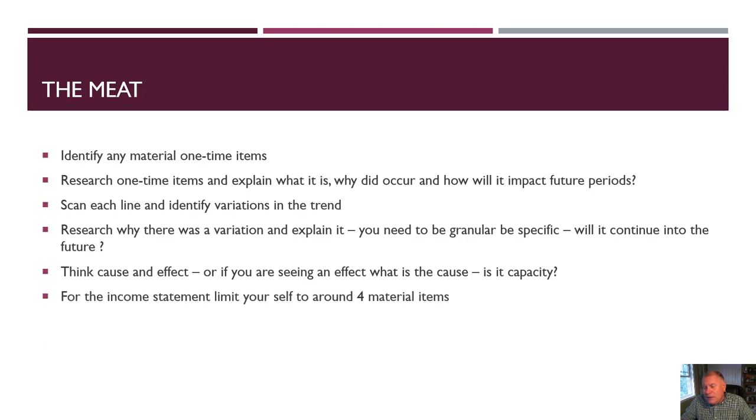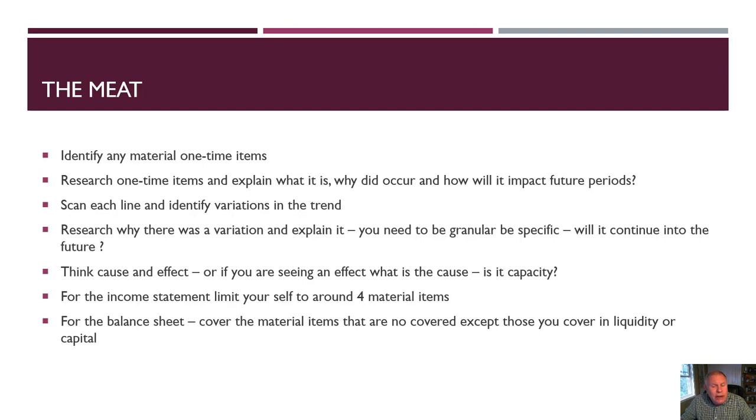For the income statement, you want to limit yourself, really, to around 4 material items. Not much more. For the balance sheet, cover the material items that are not covered, except those that you cover in liquidity or capital. You're doing work with liquidity and capital, so you don't need to do that. We could take some looks at that too as we move forward.